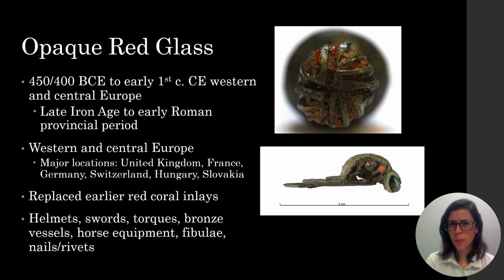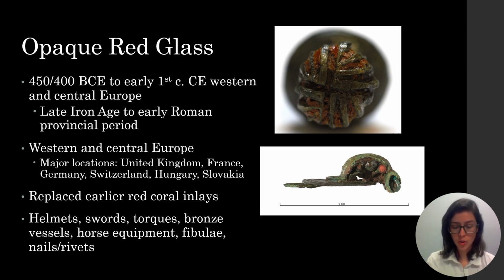So what is opaque red glass? In the case of this specific type of opaque red glass, it is a glass colored by metallic copper nanoparticles, as determined by Farge's 2013 publication on the microstructure of opaque red glasses from the archaeological site of Montbouffray, or colored by cuprites. This type of glass first appears circa 450 to 400 BCE, late Iron Age or La Tène period, and is in use until the early 1st century CE, early Roman provincial period, in Western and Central Europe.